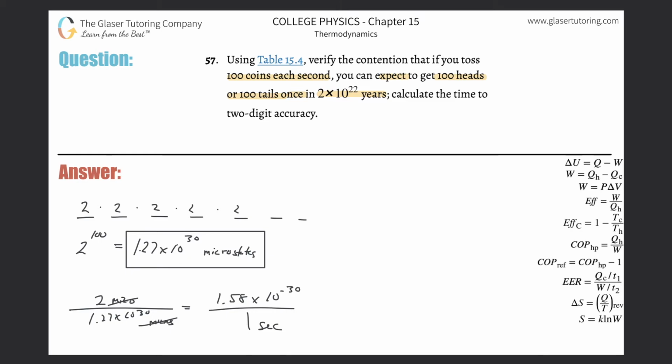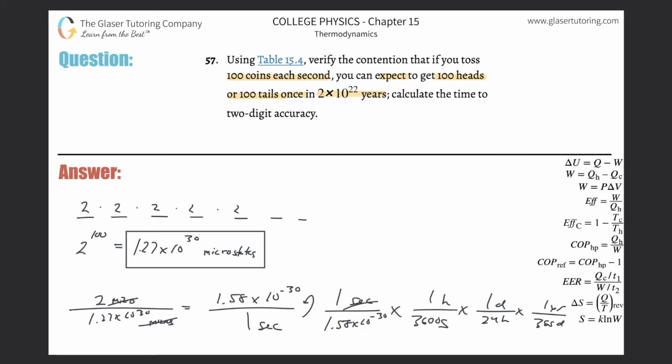So what I want to do now is calculate the number of years this would take. Seconds are on the bottom here. I need to get that into the numerator. So all I need to do is flip this fraction. If I flip the fraction, now I get seconds in the numerator, and I get 1.58 times 10 to the minus 30th in the denominator. And now I can calculate the years. So I can go seconds to hour, 3,600 seconds in an hour. There's going to be 24 hours in a day, and then 365 days in a year.